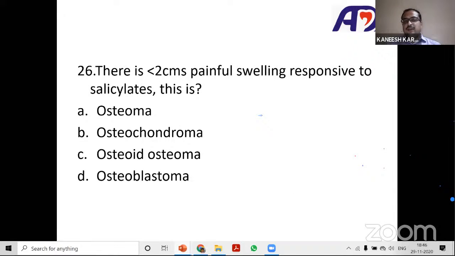There is a less than 2 centimeter painful swelling responsive to salicylates. What could be the diagnosis? Yeah, the answer is osteoid osteoma.